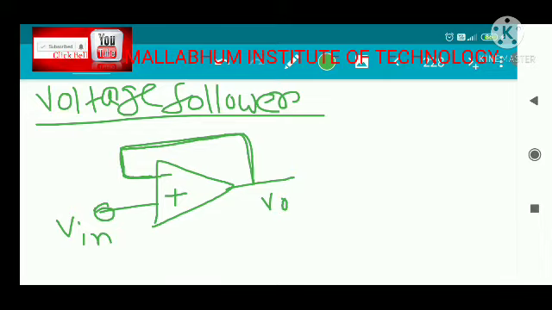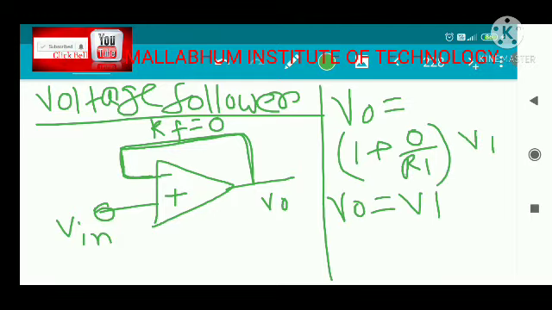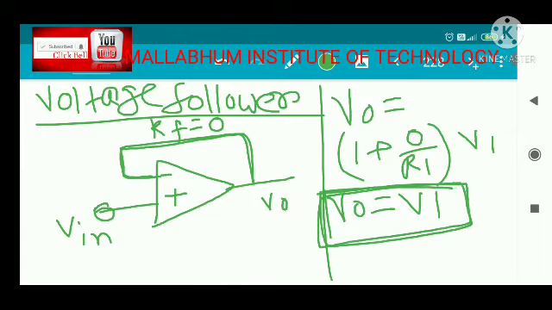So what is the output voltage in this case? The output voltage is nothing but 1 plus RF by R1, times V1. RF here is 0 divided by R1, because the feedback resistance is short circuited. So V0 is equal to V1. Whatever value of the input voltage has appeared at the output voltage. That's why this circuit is called the voltage follower circuit.